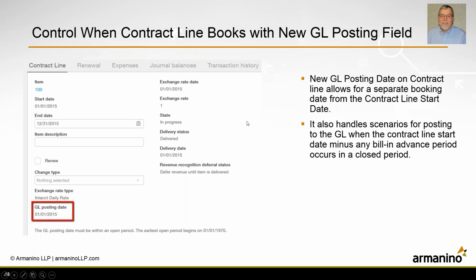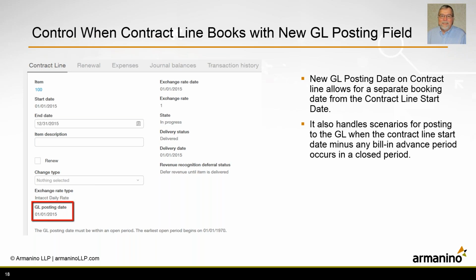So the first thing that we're going to look at is that Intacct has expanded the capability, or given us capability, to control when the contract line books with a new GL posting field. What you're able to do now is, on the contract line, you can have a separate GL posting date that's different than the contract line start date.